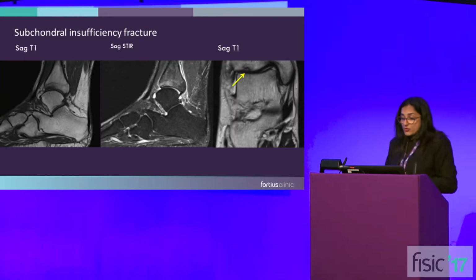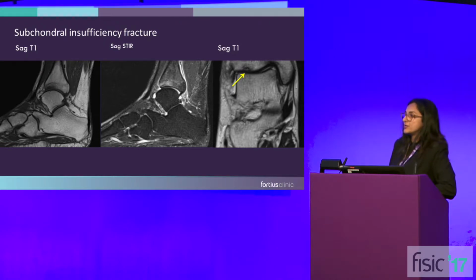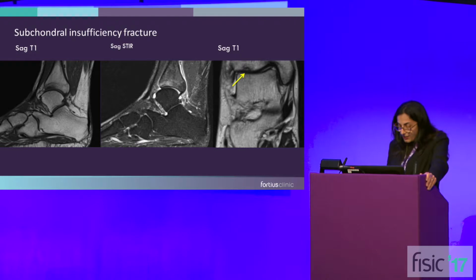Subchondral insufficiency fractures, otherwise known as spontaneous osteonecrosis. We see that a lot. You'll probably be more familiar with that within the central weight-bearing portion of the medial femoral condyle, but we do see it also in the foot and ankle. It is typically characterized by a curvilinear low signal line paralleling the articular surface, large amounts of bone marrow edema, large amounts of soft tissue edema.